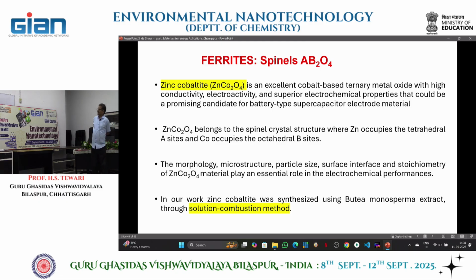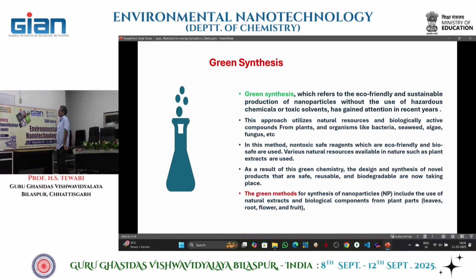By this green method, we have prepared this zinc cobaltite. This is a spinel material, and there are a number of advantages. For this, we have used the solution combustion method. In combustion, there are different types of methods, so we have the solution combustion method. In this case it is called green because we have used a flower extract.